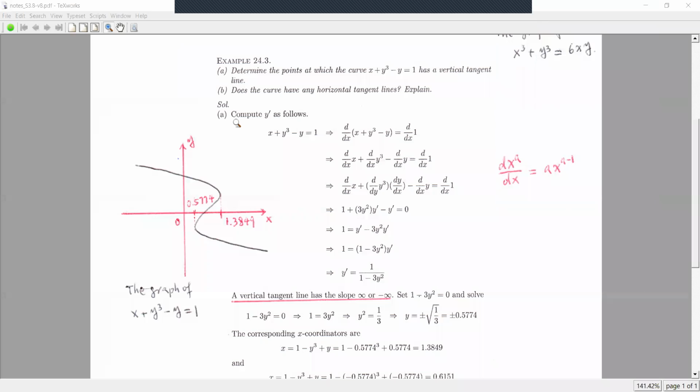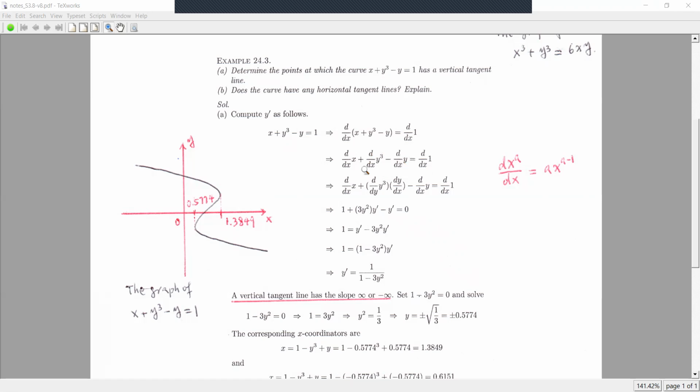To find a vertical tangent line, I compute the derivative, because the derivative is the slope of a tangent line. This is the given equation. Take the derivative on both sides of this equation, then I have this equation. Apply the summation and subtraction formulas to this derivative, then I have this equation.